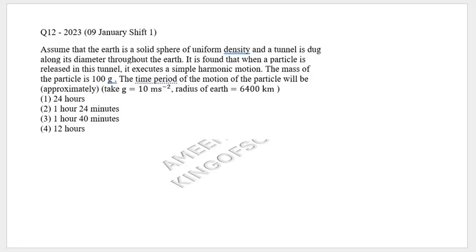Assume that Earth is a solid sphere of uniform mass density and a tunnel is dug along its diameter throughout the Earth. It is found that when a particle is released in this tunnel, it executes simple harmonic motion. The mass of the particle is given as 100 grams and they are asking what the time period of motion of the particle will be. So, there are a few things we need to clear here.